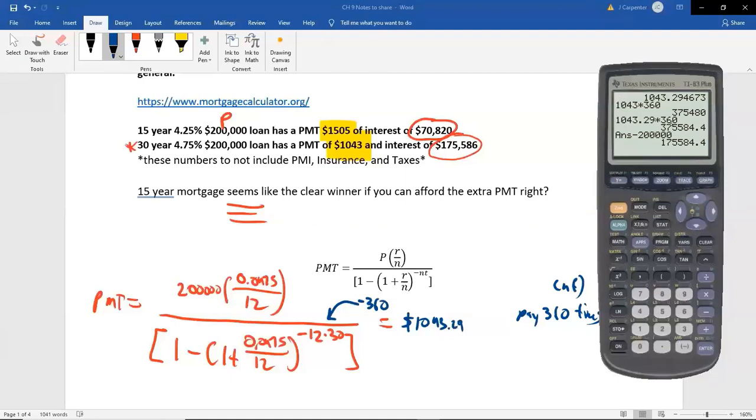So again, all I did was I found the total paid by taking the payment times the number of payments. That was day one material. And then I subtracted the total paid minus how much we borrowed. There it is.